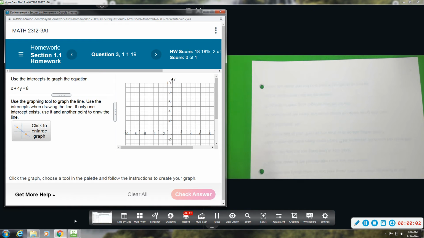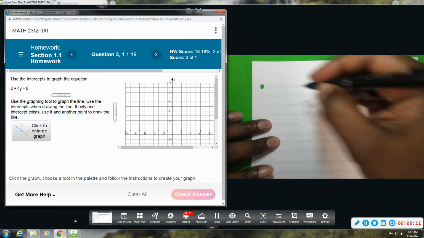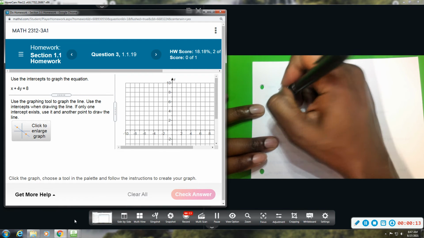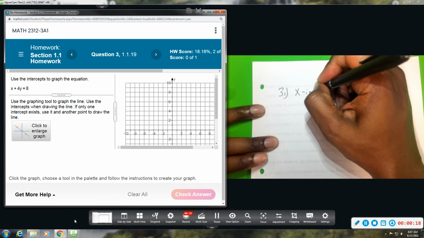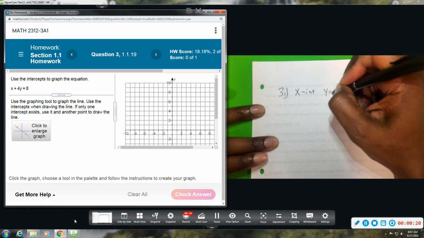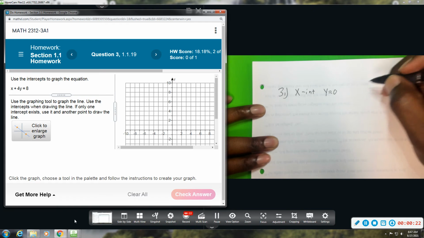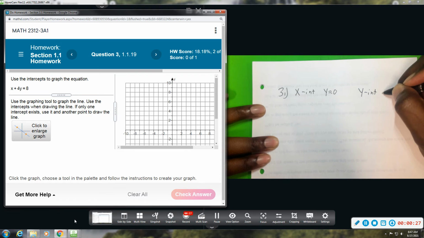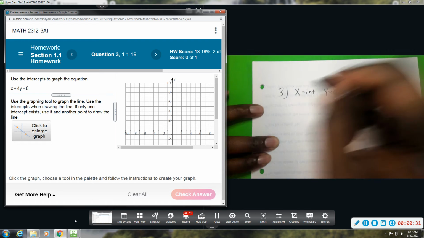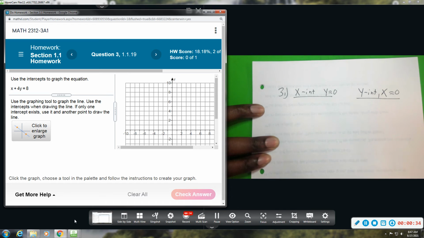All right, number 3, we want to use the intercepts to graph the equation. If you saw in the overview the definition of intercepts, if we want to find the x-intercept, we plug a 0 for y, and if we want to find the y-intercept, we plug a 0 for x. Okay, the opposite one is 0. So we're going to find those intercepts, and then graph.